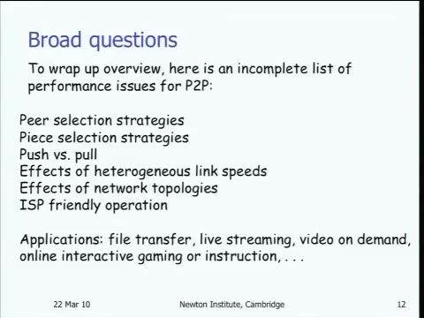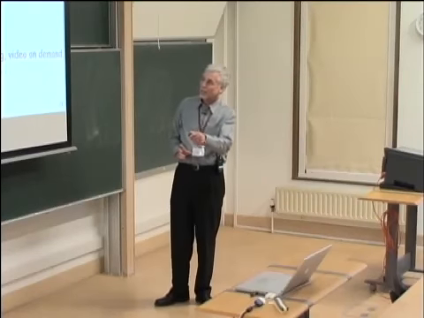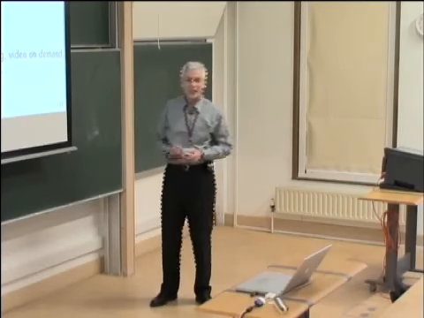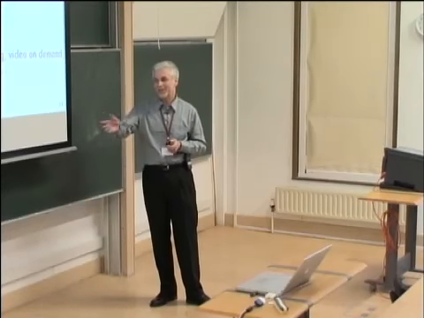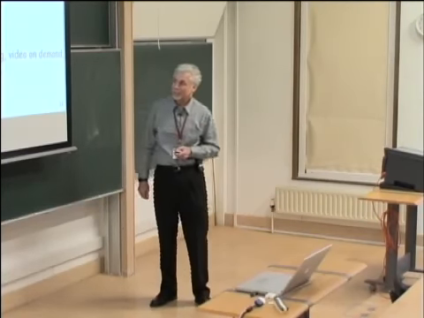So to wrap up this overview, I wrote an incomplete list of some performance issues in peer-to-peer. One is the peer selection strategies. How do the peers discover other peers, or if they have a list of other peers, how do they decide which peers to contact for pieces? Once you contact a peer, what pieces do you exchange? You could exchange piece lists, so one peer knows what the other peer has and could give pieces.